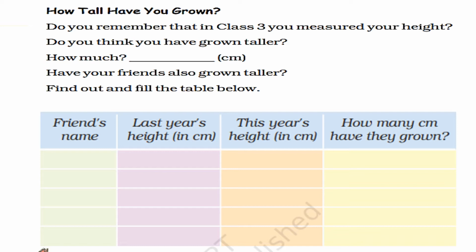Have your friends also grown taller? Try to ask them. Find out and fill in the table. Write your friend's name, his height last year, this year's height also you have to write, and then you will subtract and find out the difference, which will tell you how many centimeters they have grown.